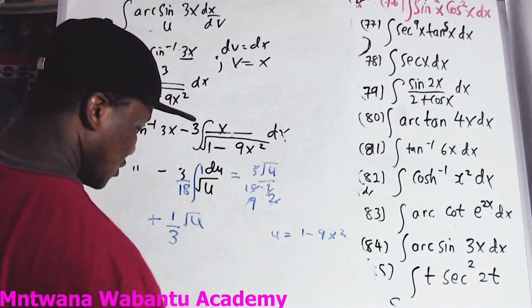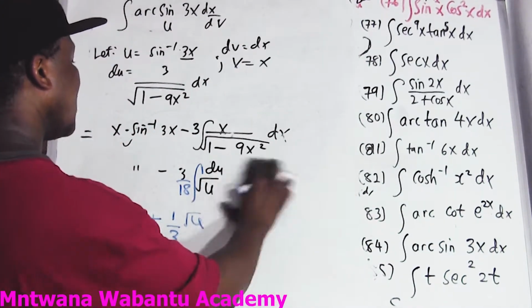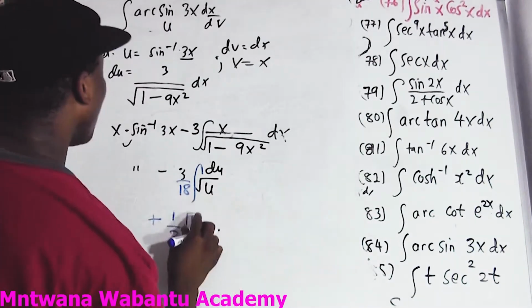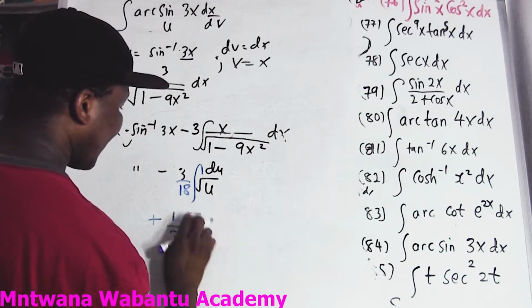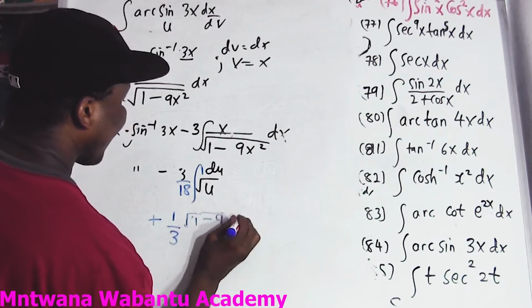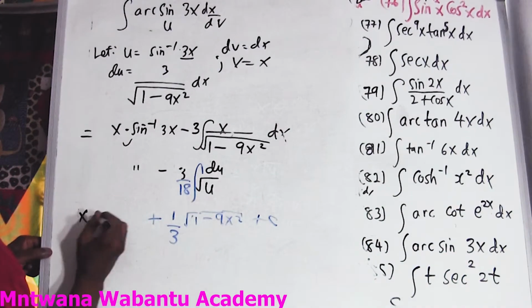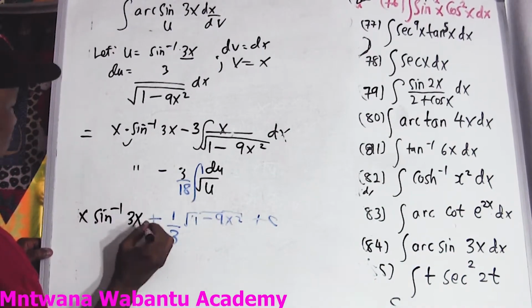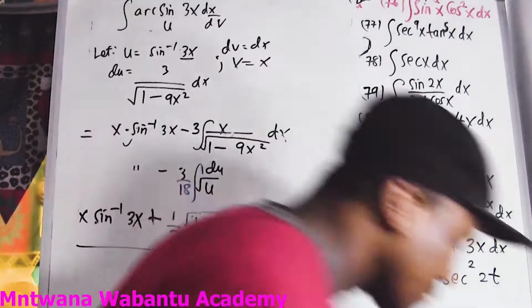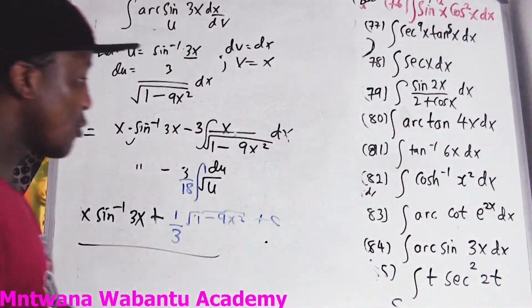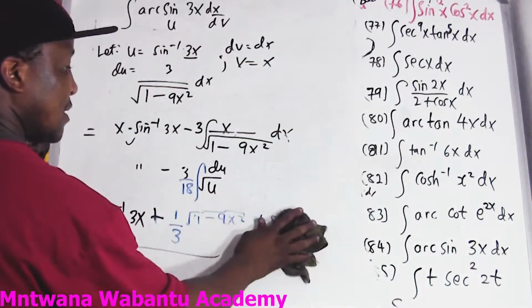Yeah, it's true. Okay, so raise all this stuff here. But I will need to know the value of u. What is u? 1 minus 9x squared. Plus constant, because we don't have a limit. So this is going to be x sign. Done. The plus 9x squared plus c. Now we go to the question number 85.